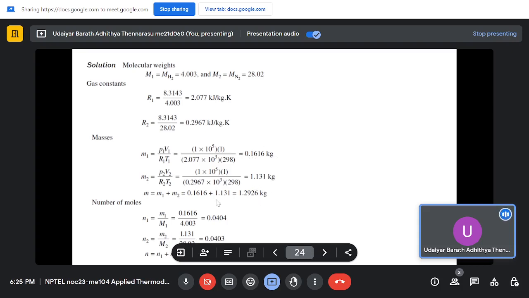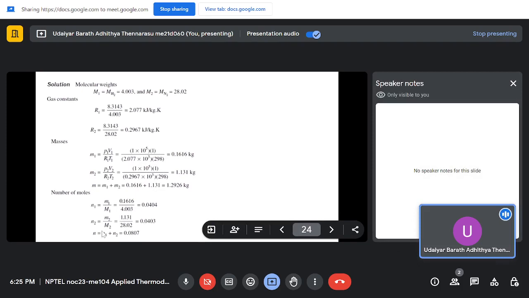So the total mass will become the summation of the mass of hydrogen plus nitrogen, which is equal to 1.2926 kg. Using this, we can find the number of moles of hydrogen and nitrogen. We take the mass of hydrogen divided by the molecular weight, which will give me the moles of hydrogen. So that will come out to 0.0404, and the moles of nitrogen is 0.0403. So the total number of moles is 0.0807.